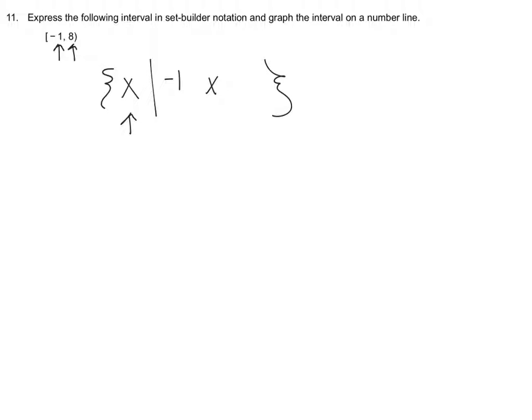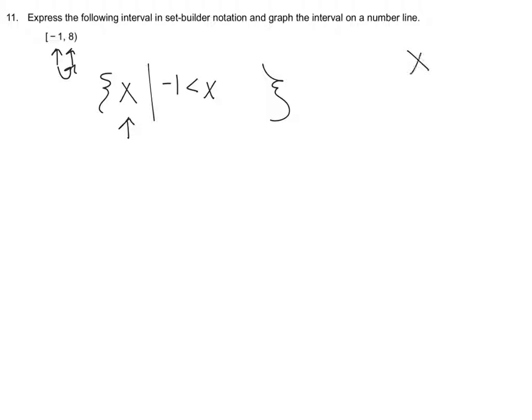Now, x can be greater than -1 because it goes up to 8. So the mouth of my inequality sign is going to be opening to the x. That means that x can be greater than -1, which is a true statement according to my interval. Now, since I have a bracket next to my -1, that tells me that -1 is included in the set. So I need to put a line underneath my inequality sign.